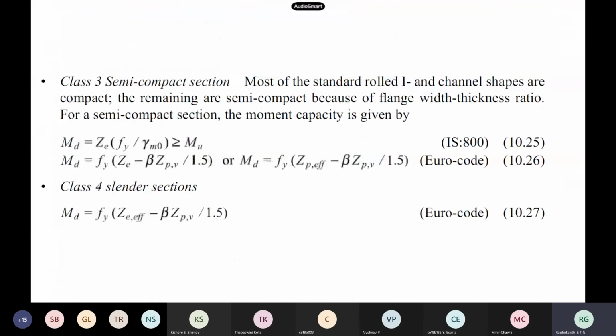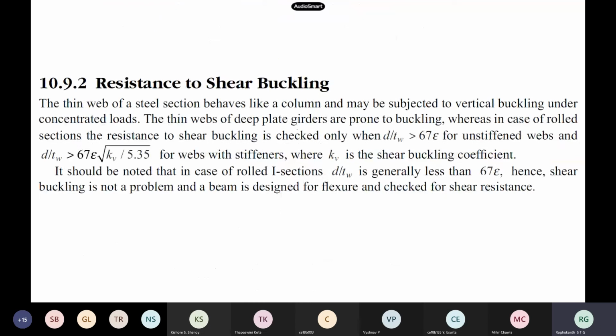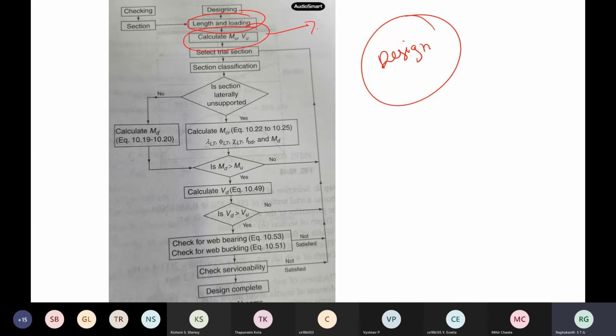Finally, I think I have already shown you these slides. Web buckling we have seen. Now this is a flow chart of how we proceed with the design. First you find out the length and loads, calculate the bending moment diagram and the shear force diagram, and select some trial sections like ISMB from the steel tables. Then you have to do the section classification, which is a very important thing.